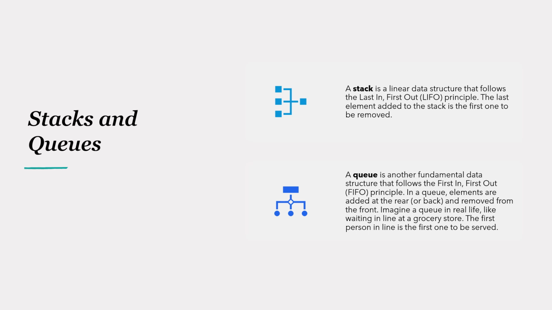1. Enqueue: add an element to the back of the queue. 2. Dequeue: remove the front element from the queue. 3. Peek: view the front element without removing it. 4. Is empty: check if the queue is empty.